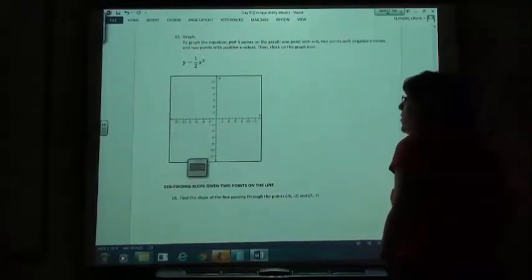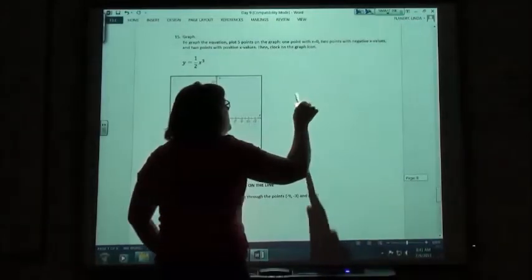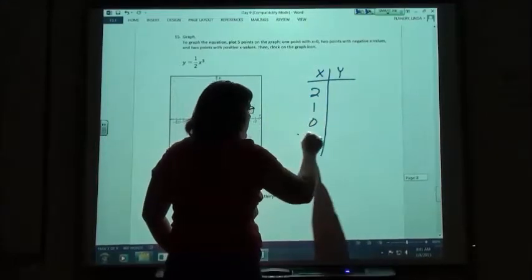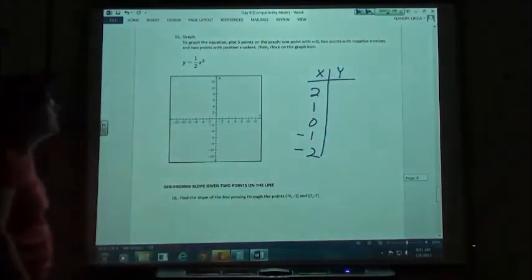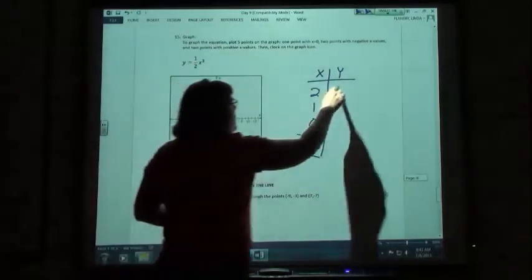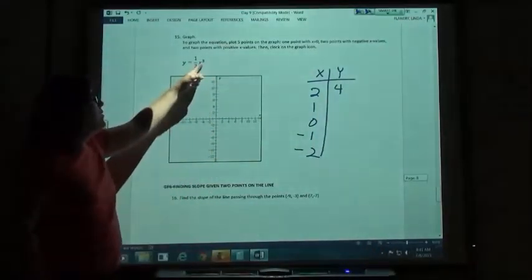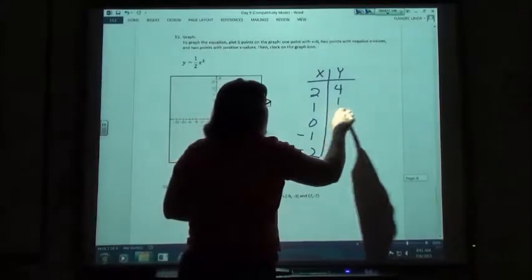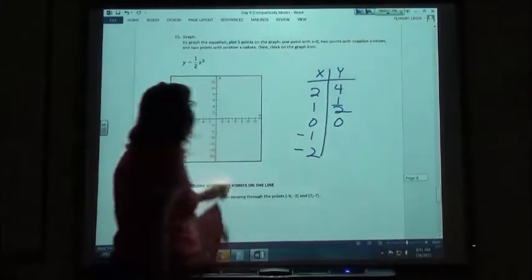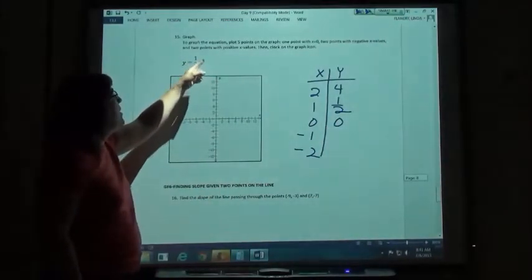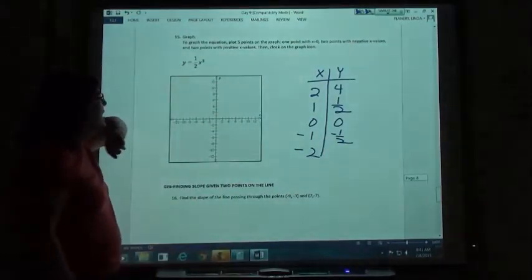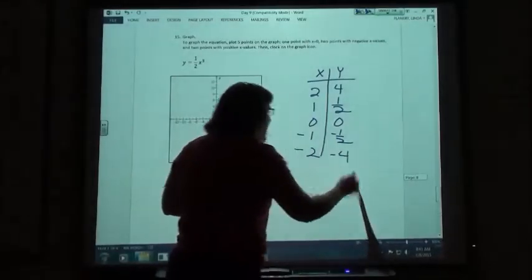And number 15, we are graphing y equals 1/2 x cubed. So again, we're going to make our table: 2, 1, 0, -1, and -2, whichever order you want those in. And then plug our numbers in. So 2 cubed is 8, half of 8 would be 4. 1 cubed is 1, 1 times 1/2 is still 1/2. 0 cubed is 0, 0 times 1/2 is 0. -1 cubed is -1, -1 times 1/2 is -1/2. -2 cubed is -8, half of -8 is -4.